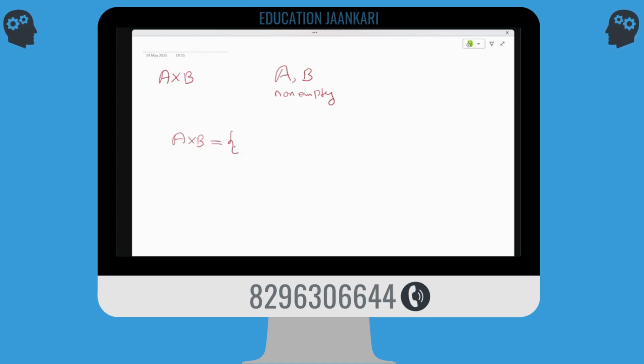So we'll define it like this. It is a set of all ordered pairs. The elements are ordered pairs. Ordered pair means order is very important: AB is not equal to BA. Such that the first element a belongs to capital A and the second element b always belongs to capital B. So this is the definition of A cross B.